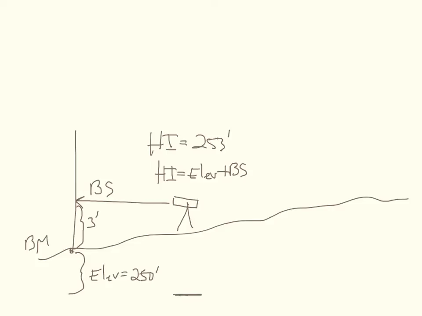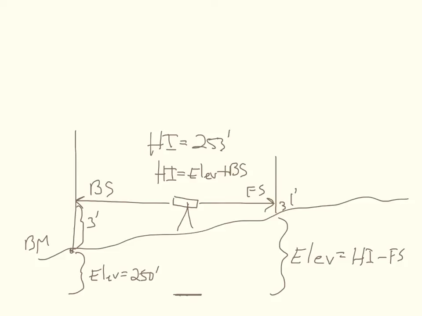Now if we look forward, let's say place our stick in a new place, look forward at that stick with the level in the same place. This is our foresight. Now if we look at this and say that our foresight is now 1 foot, we don't know what this elevation is, but that's what we need to figure out. That elevation is going to be whatever the height of your instrument, which we do know, which is 253, minus what you saw for the foresight. So that would give us the elevation itself.